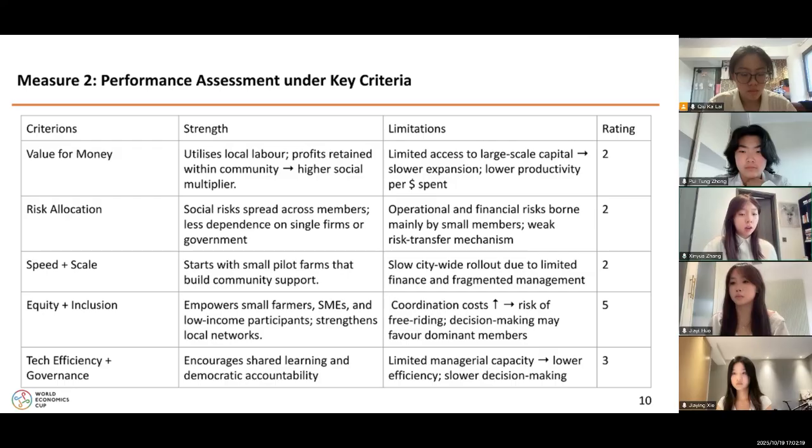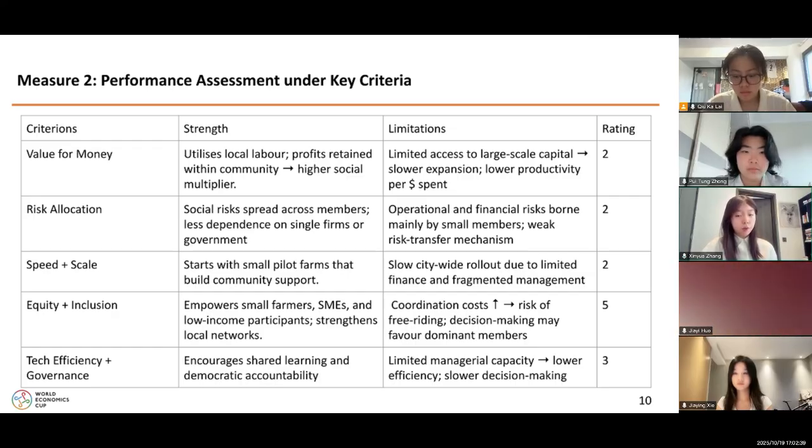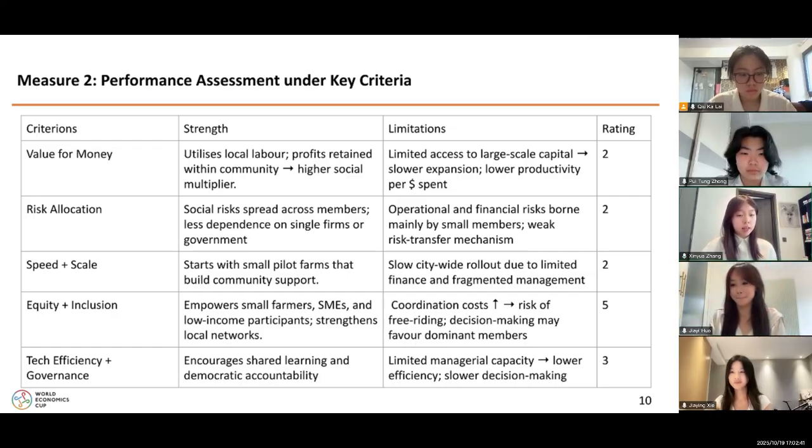In equity and inclusion, it performs best, empowering small farmers and low-income participants, though coordination costs and dominant voices may arise. Finally, in technological efficiency, local innovation is fostered. Managerial capacity and decision-making speed may remain limited. Overall, the cooperative model maximizes inclusion and social welfare, but trades off economic efficiency and scalability.